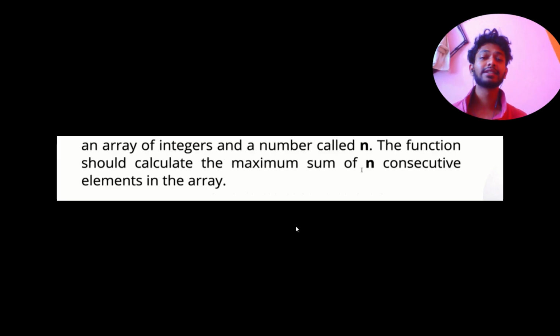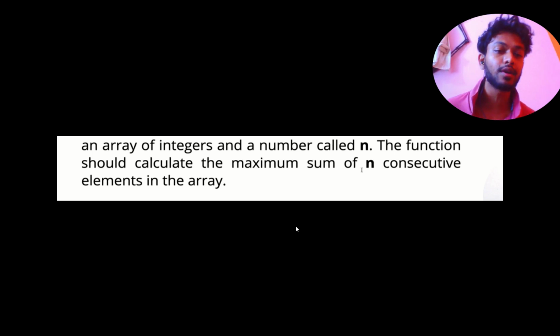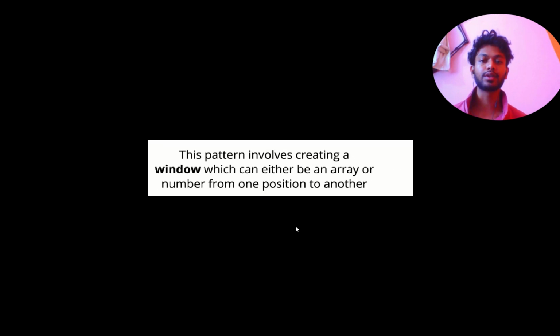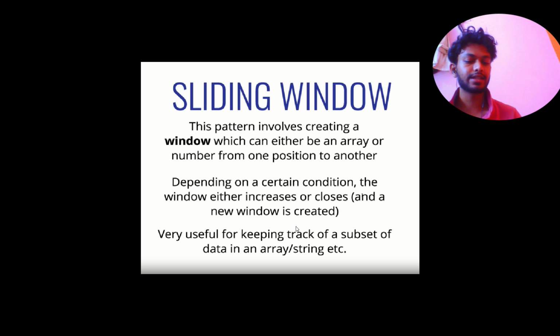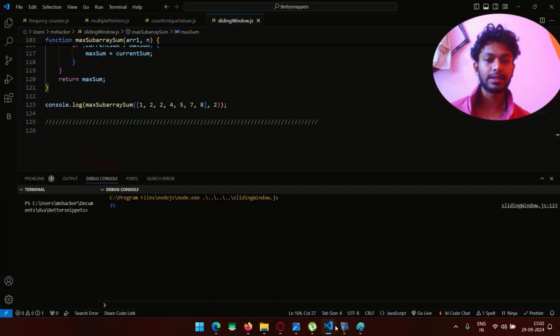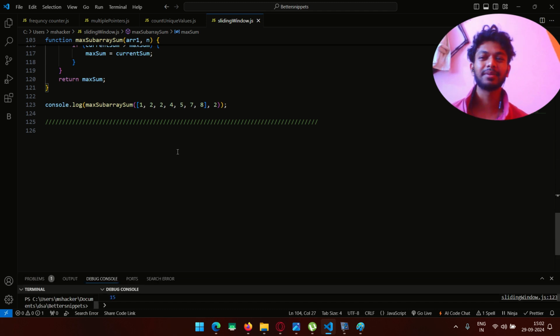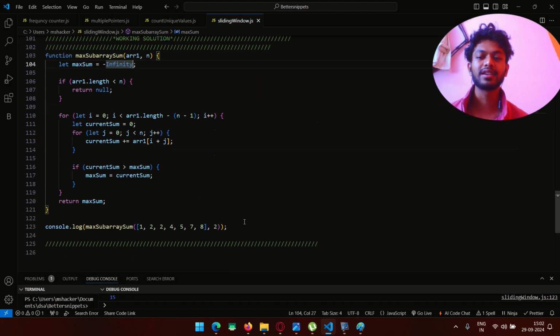An array of integers and a number called n. The function should calculate the maximum sum of n consecutive elements in the array. Okay, we have a naive solution, as well as the sliding window concept. So let's just be here. I know it's kind of getting scary because the code is coming, but don't be scared, okay?